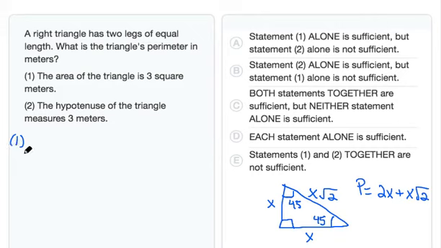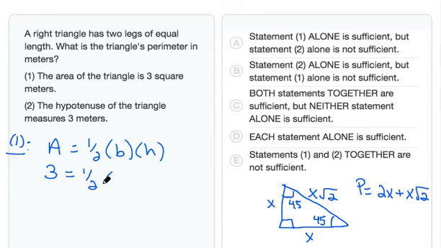Let's start with statement 1. Statement 1 tells us that the area of the triangle is 3 square meters. If we recall, our area formula for a triangle is 1/2 times the base times the height. If we take a look at the sample triangle that we drew, we know our area is 3 square meters, and that equals 1/2 times the base times the height. For our common right triangle, our base and height are going to be these legs, x and x. It doesn't matter which one we call the base or the height.